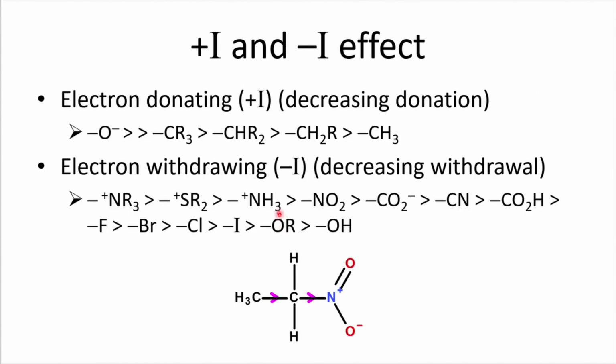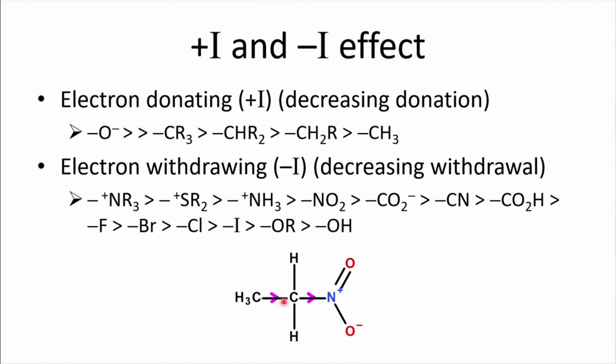Here we look at some more groups related to plus I and minus I effect. The order is given in the decreasing order for donation or withdrawal. So, O minus group followed by CR3, CHR2, CH2R and methyl group. So, methyl group is having the least donation compared to O minus group. So, these are the electron donating plus I effect groups, and when we talk about electron withdrawal, that is minus I effect, NR3 has the highest withdrawal ability compared to OH group.